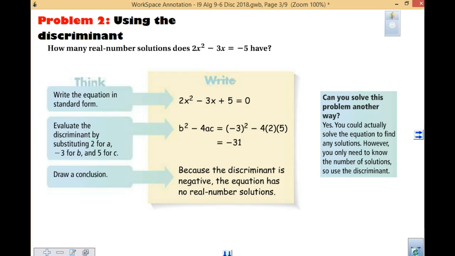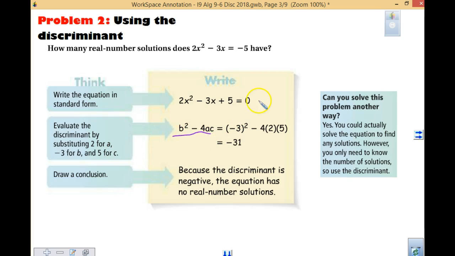So today we're going to continue with where we left off yesterday. If you take a look at the top of the next page, it says how many real number solutions. So we're going to be looking at that. The first thing we're going to do is make sure it's written equal to 0, standard form. So 2x squared minus 3x, we had to add 5 to both sides to start solving this one. Once we have added 5 to both sides, we now want to identify b squared minus 4ac.